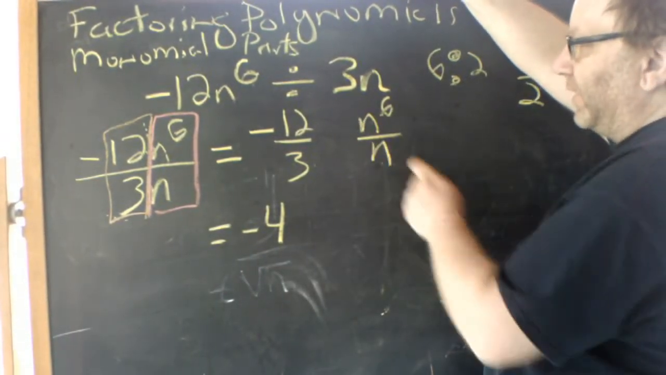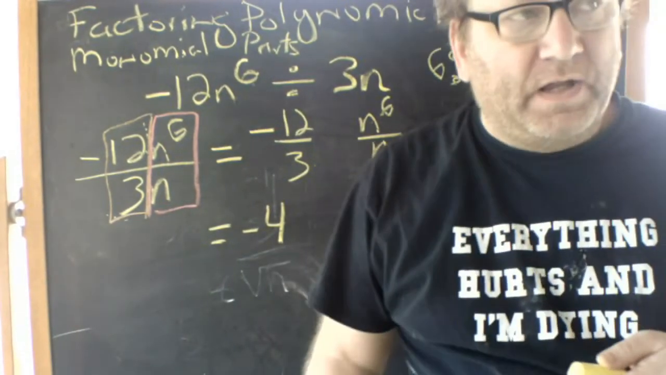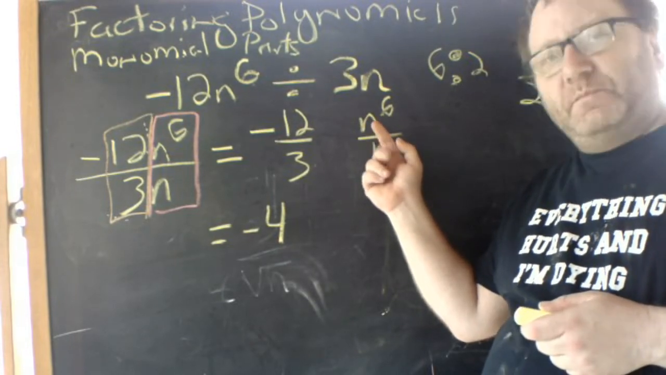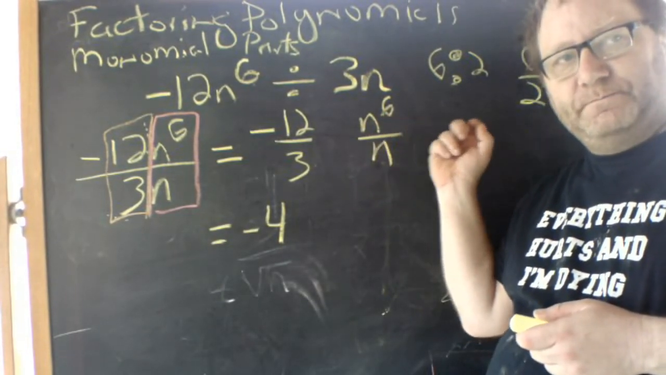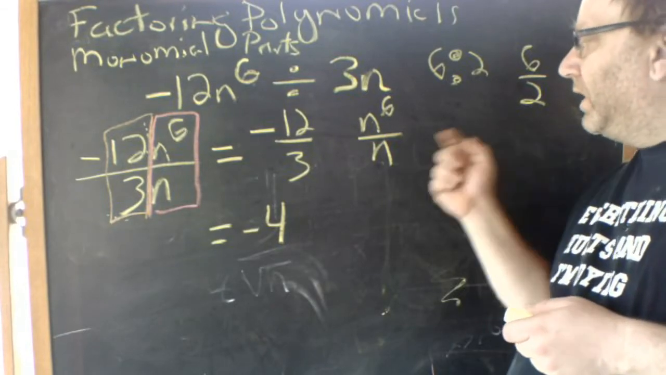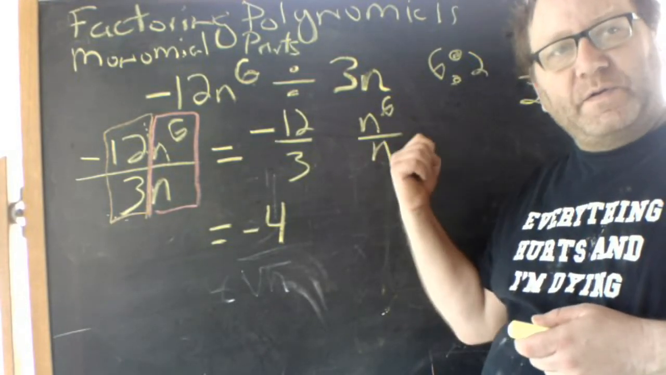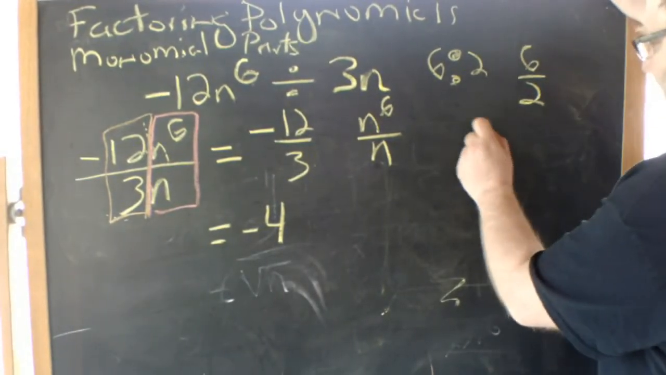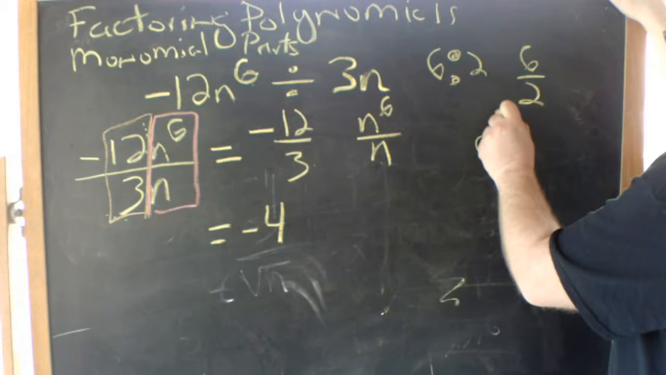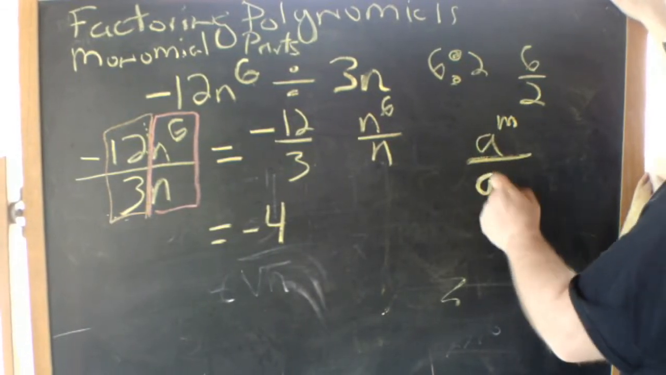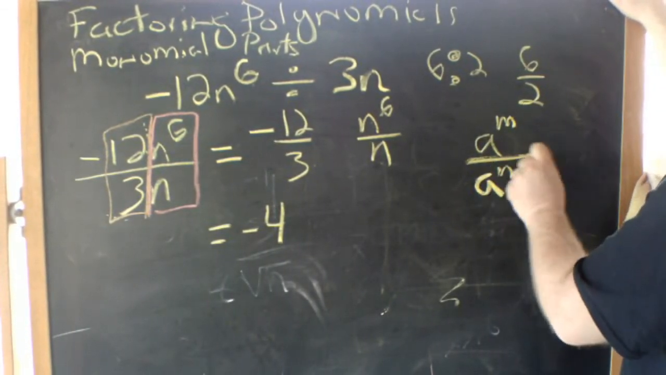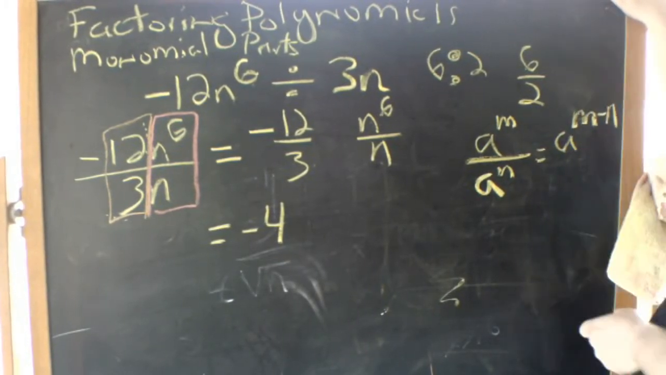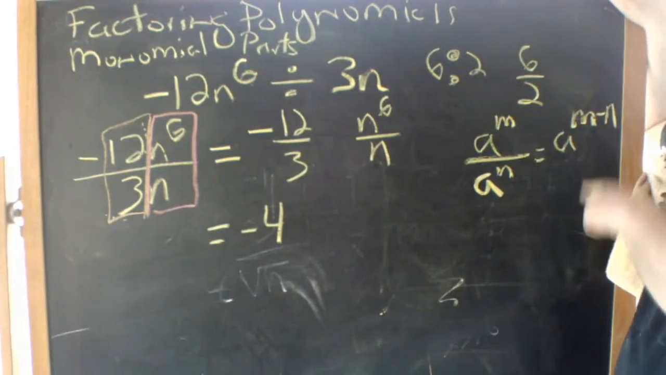And the variable part, well, I have my rules of exponents. Our rules of exponents are saying I'm multiplying this 6 times and I'm dividing one of those out. I have some power upstairs, the same base, and some power downstairs. I subtract the powers. M minus N.